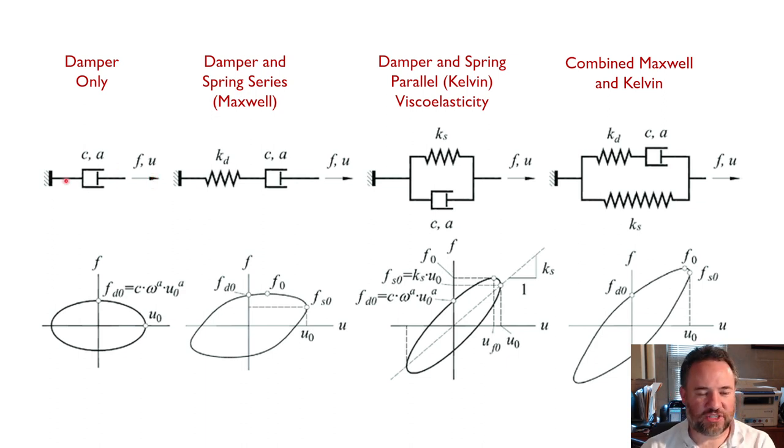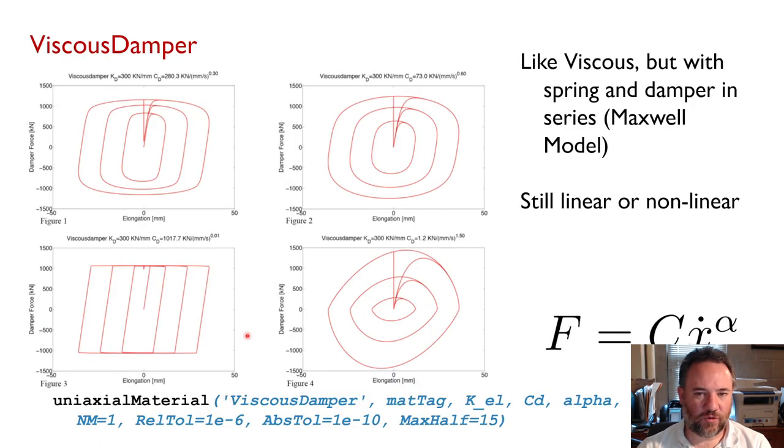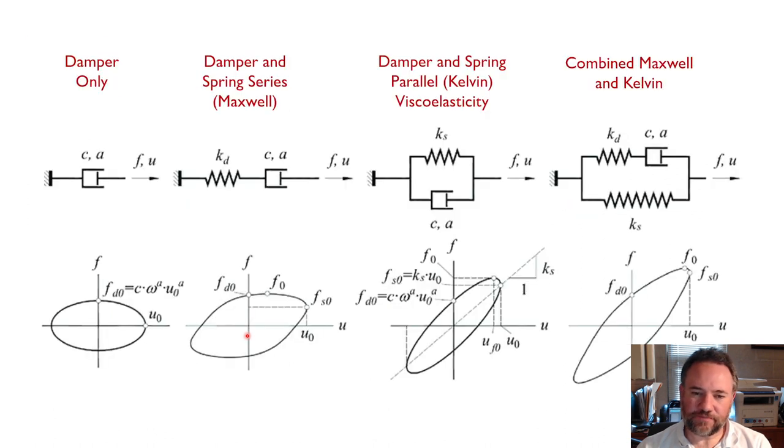So on the left we have just pure viscous damper, linear. As I mentioned, it has an elliptical force displacement behavior, assuming that you're putting a sinusoid on it. This is the damper and spring in series. This is what I was just talking about, which is the Maxwell model. You can see the effect of the spring in series is to kind of parallelogramize this hysteresis a bit, which is what we saw over here to some degree.